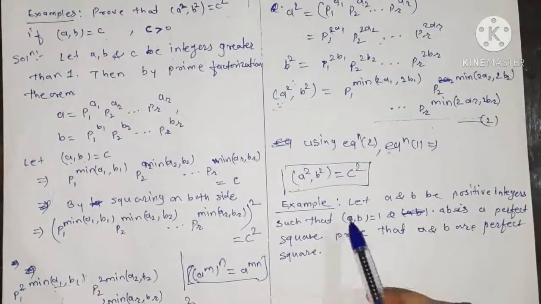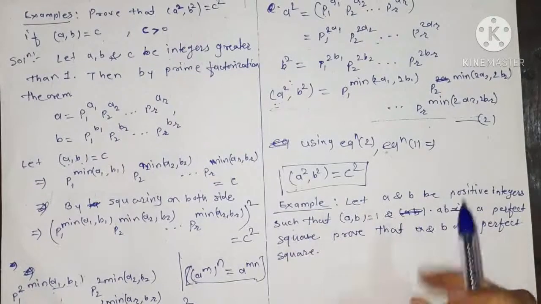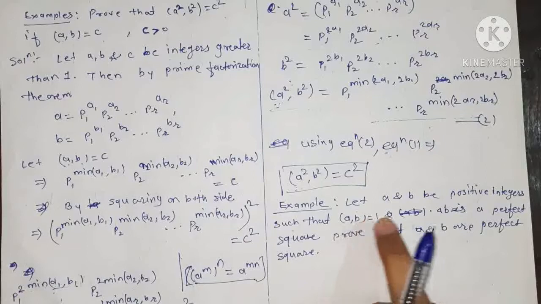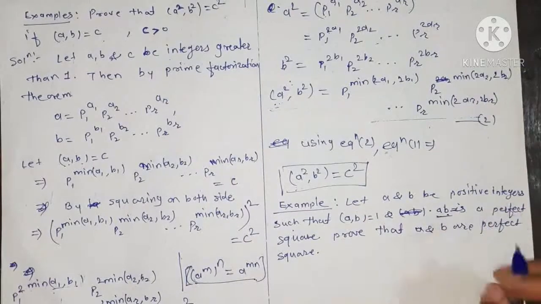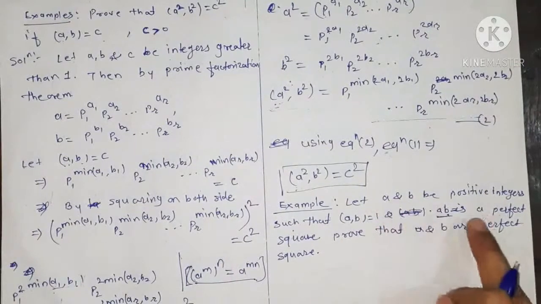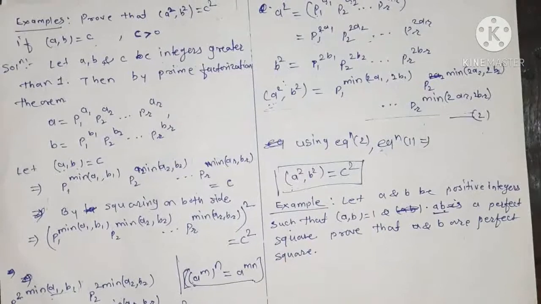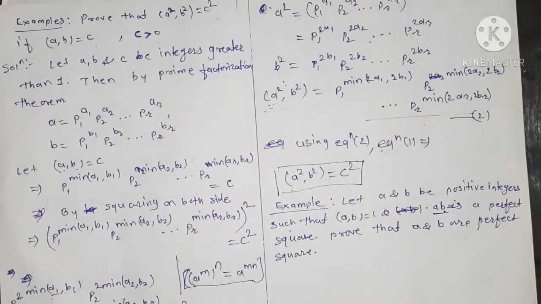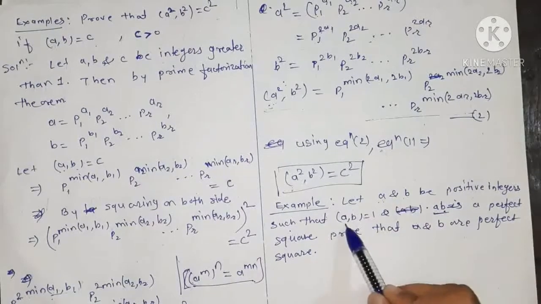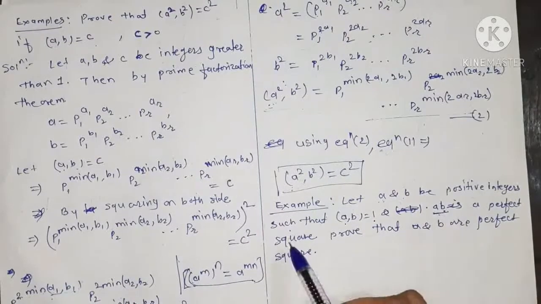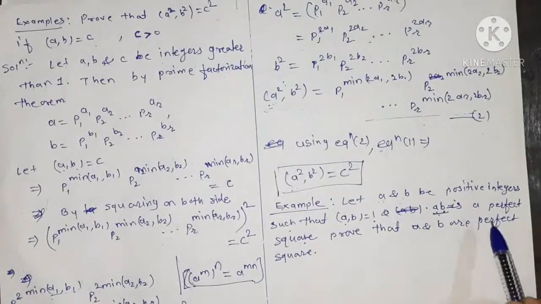Now we can see one more example. Let a and b be positive integers, and the GCD of a comma b is equal to 1. If we take the product of a and b, then it is a perfect square. For example, 5 square is 25, 6 square is 36. So we have these two numbers a and b such that their GCD is equal to 1 and their product is a perfect square, that is, a into b is a square number.